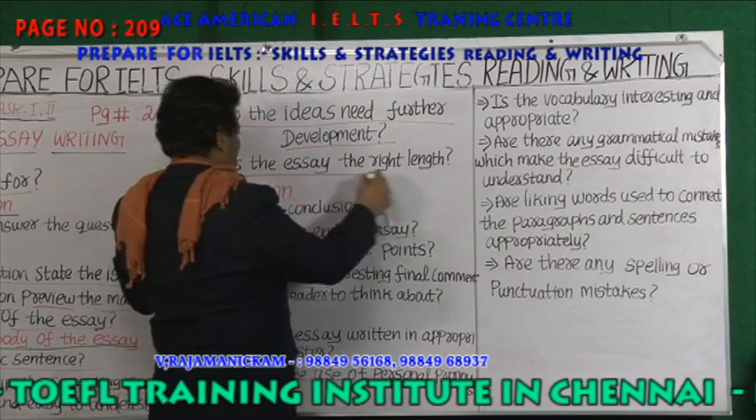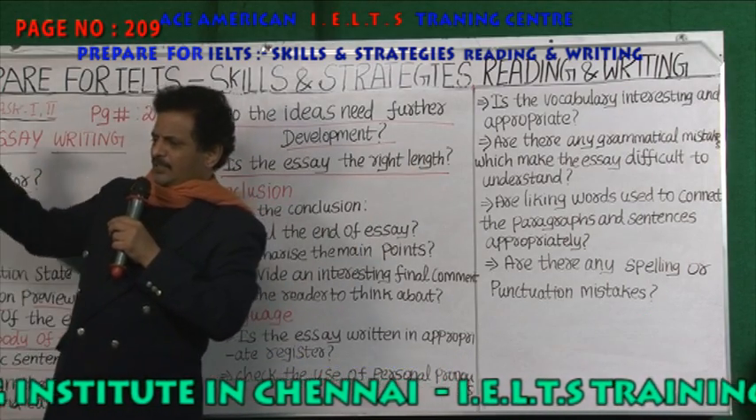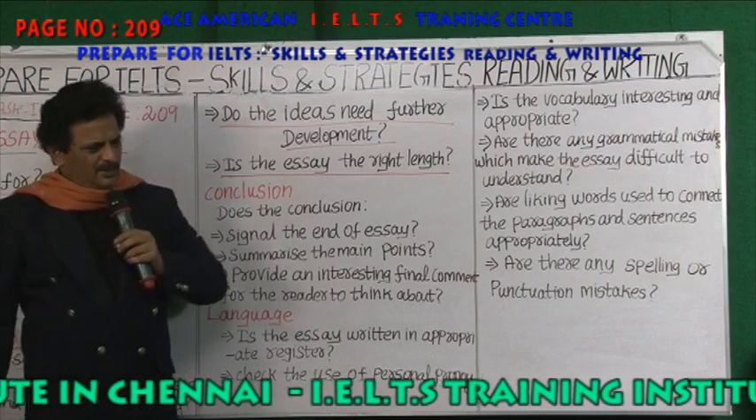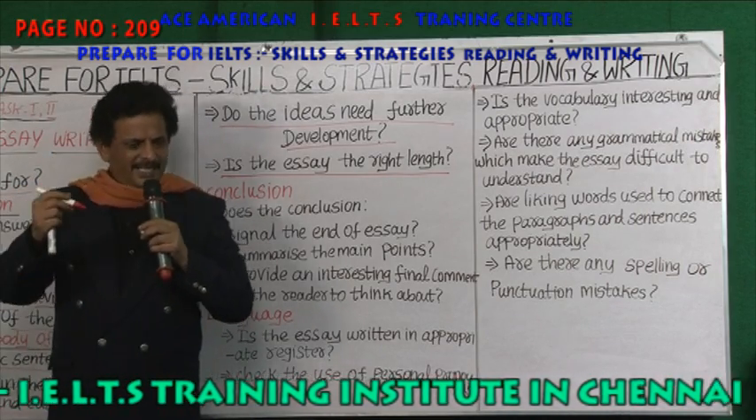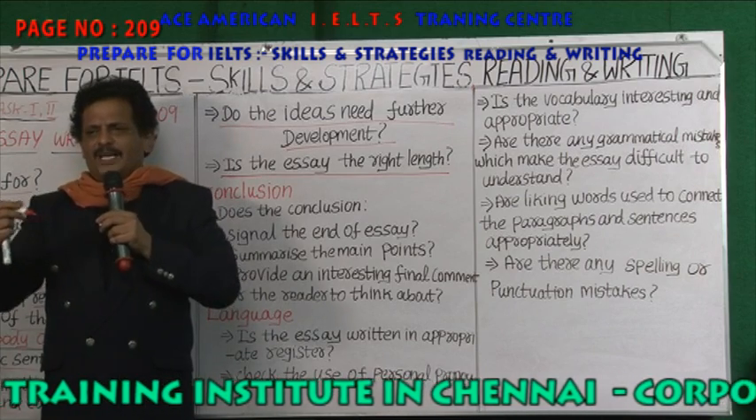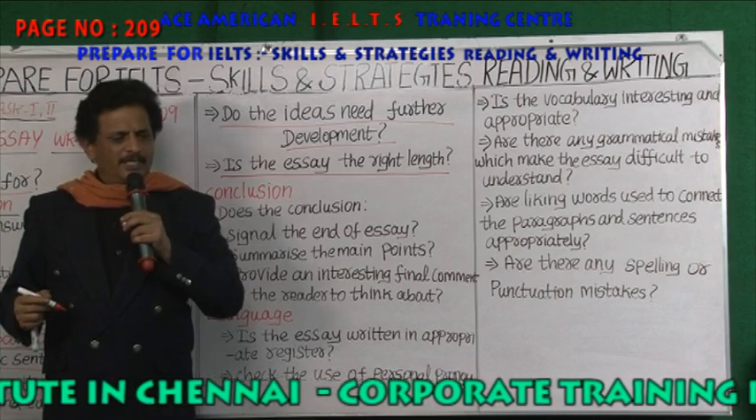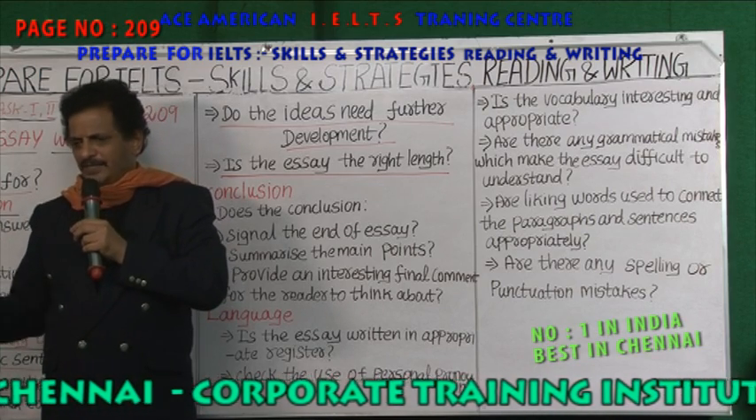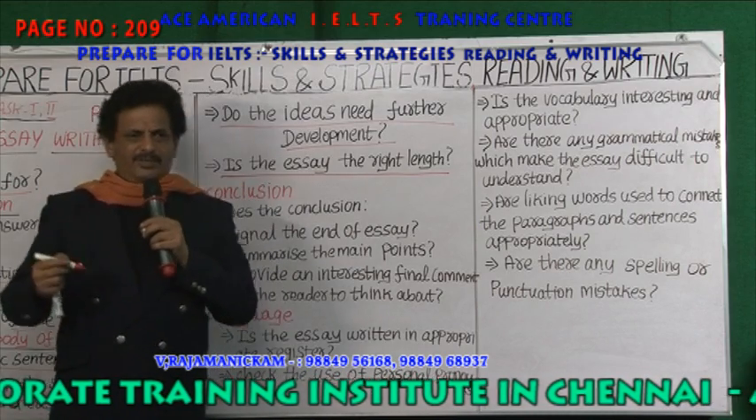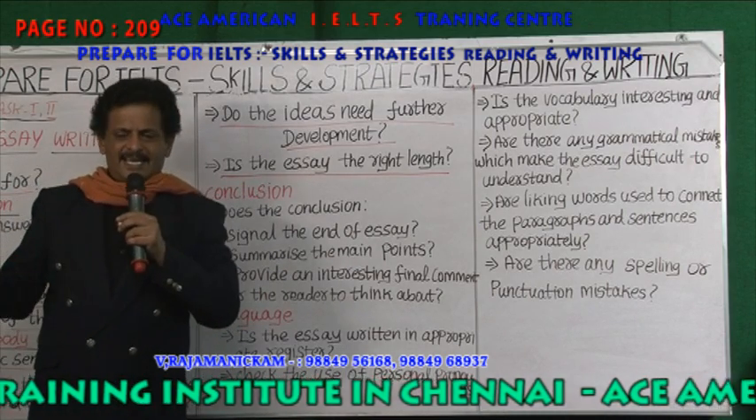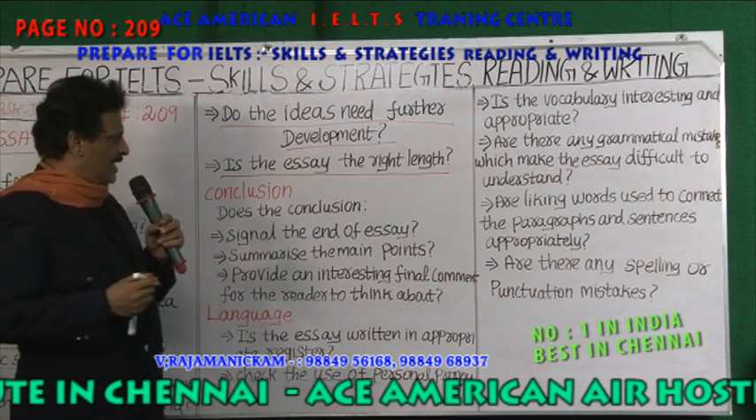Then you have to ask, is the essay the right length? You cannot keep on writing 1000 words, 2000 words, 3000 words. All the stories you cannot write. Introduction, 40 to 50 words. Main ideas paragraph, maybe 100 words. Two or three main paragraphs, each consisting of around 50 words. That's short and sweet. They don't have time to read all the extra, unnecessary things. Only the main important things are to be told.